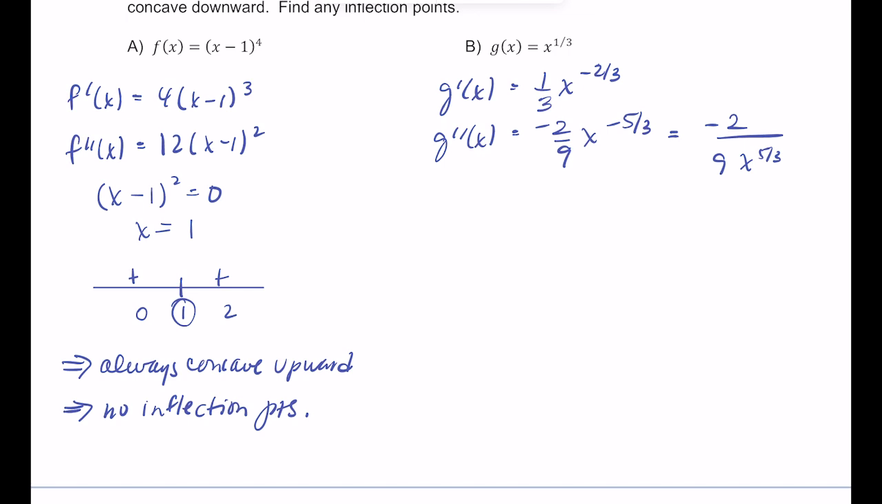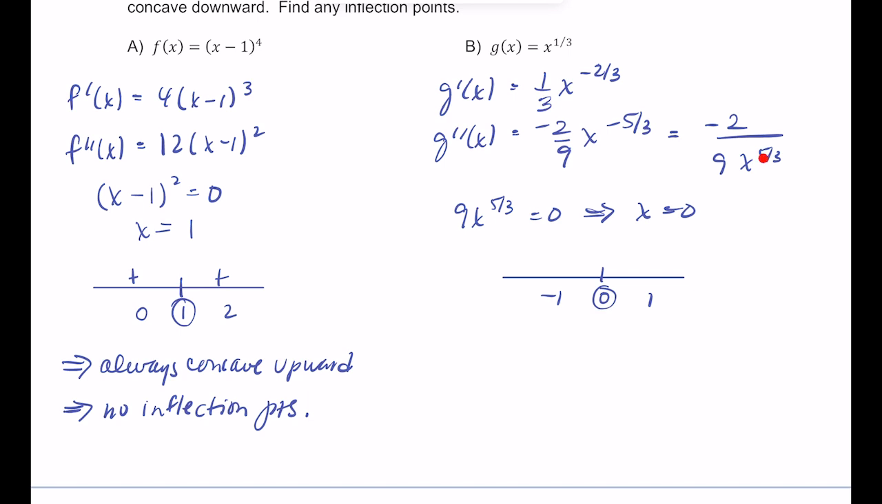Okay, so we saw problems like this before where this can never equal 0 because of the simple fact that it's negative 2 divided by something. But you notice in the denominator, x could be 0, right? So if I set 9x to the 5/3 equal to 0, you end up with x equals 0 if you solve that for x. Okay, so I'm going to use 0 as my critical point, and I'm going to pick a number before it and a number after it.